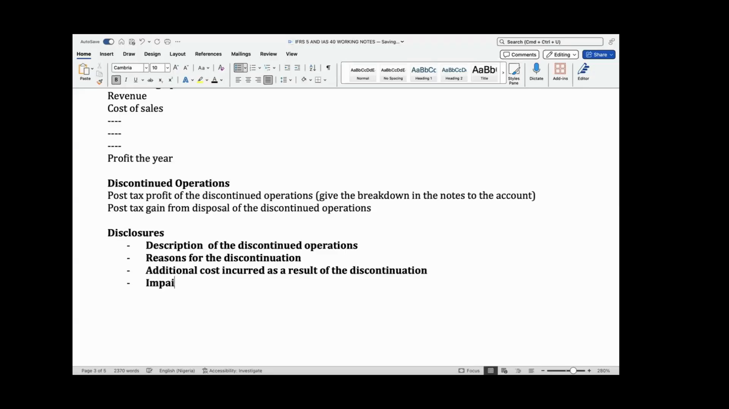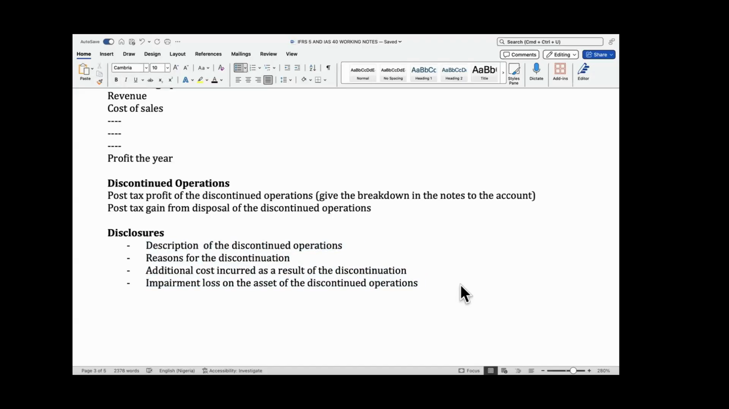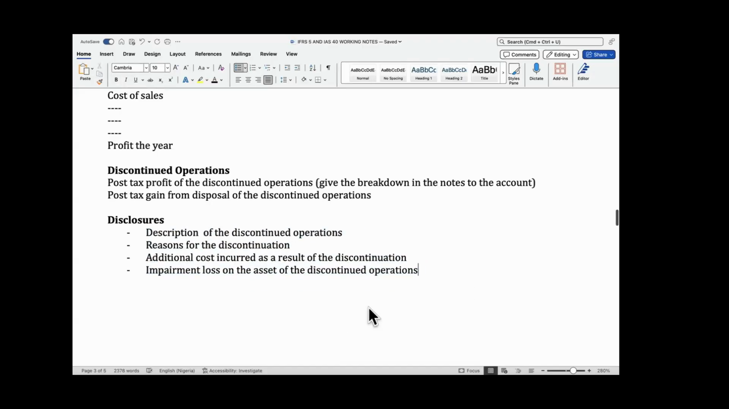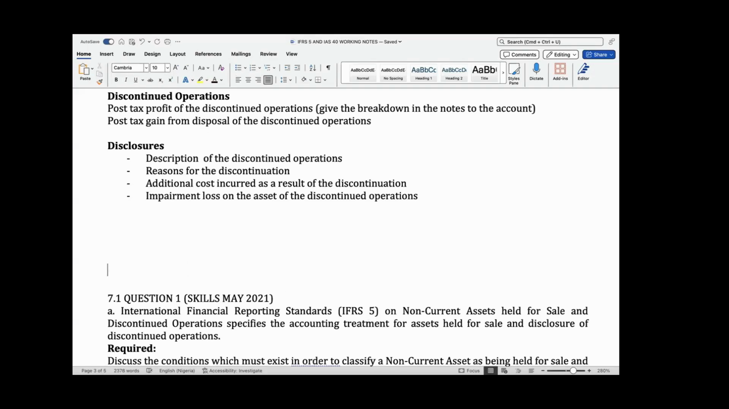If there is any impairment loss on the assets of the discontinued operations held for sale, you need to disclose it to us. Okay. So, and that is that for IFRS 5.